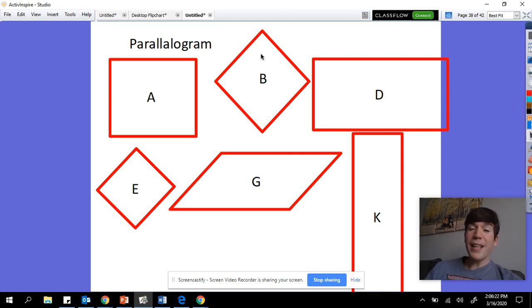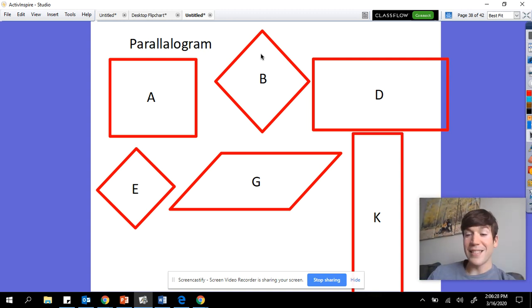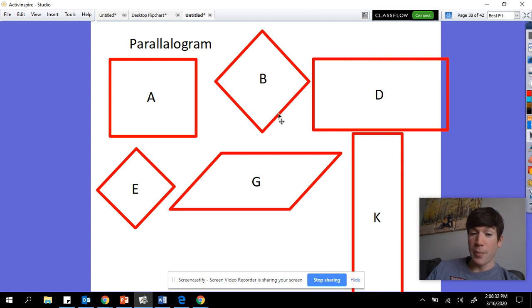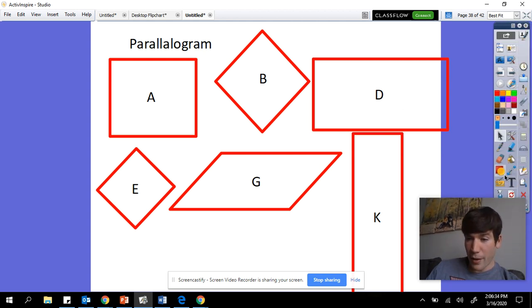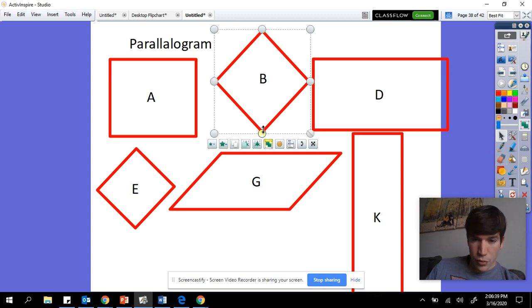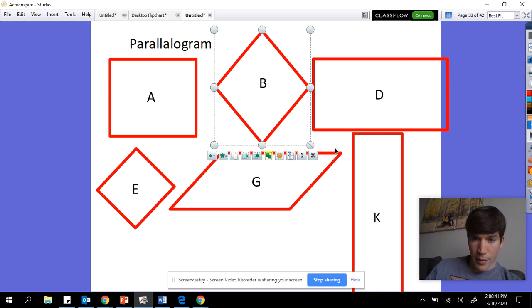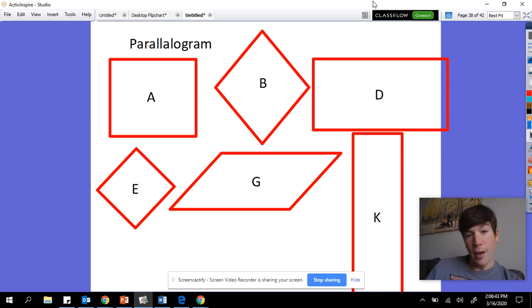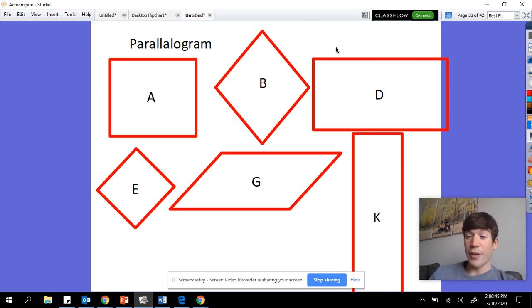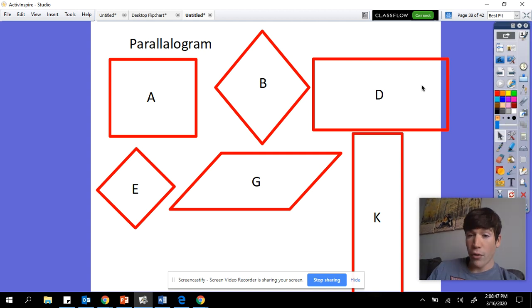B kind of looks like it, but if you look really carefully at B, you're going to notice that the angles aren't exactly right angles. Actually, let's make that one a little longer so it's a little more obvious. There we go. Maybe that's a little easier to see if I draw it like that. Those angles aren't exactly right angles, so we're not going to call that a rectangle.